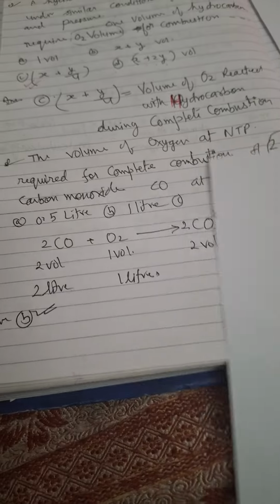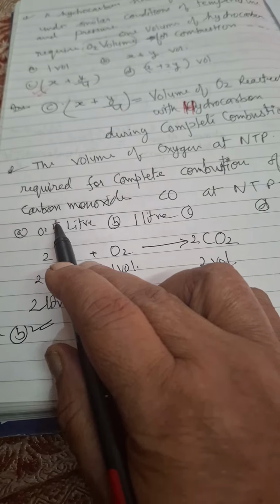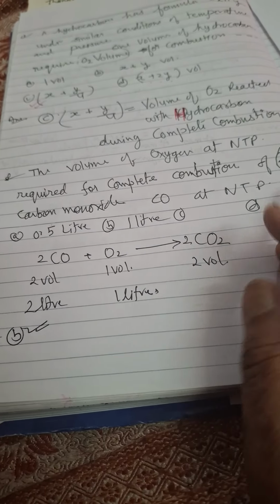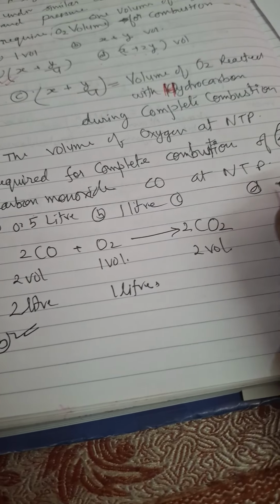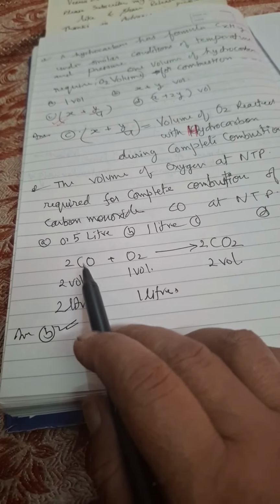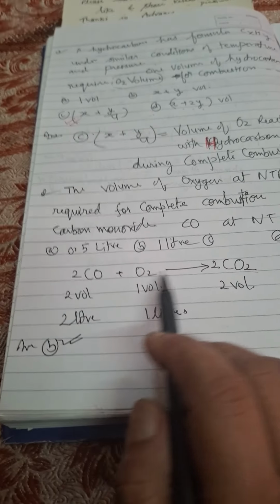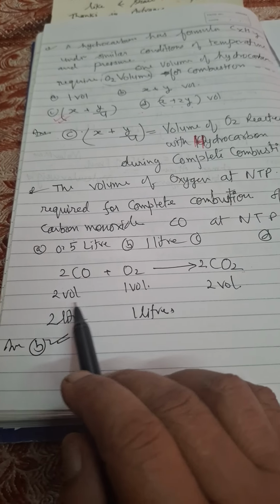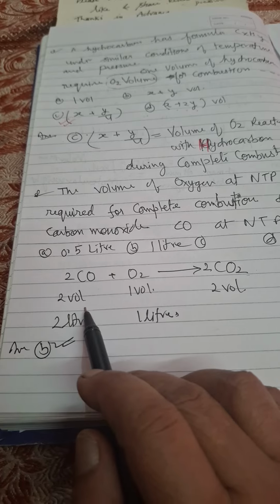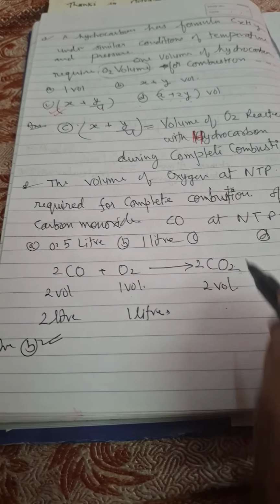Now, second question. The volume of oxygen at NTP required for complete combustion of 2 liter carbon monoxide, CO, at NTP. Options are given here. So 2CO plus O2 gives you 2CO2. This is the complete balanced equation. So 2 volume of carbon monoxide reacts with 1 volume of oxygen and gives 2 volume of CO2.